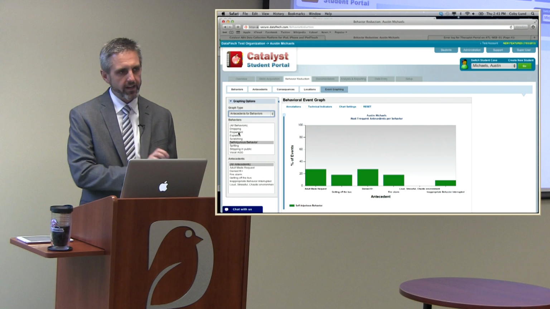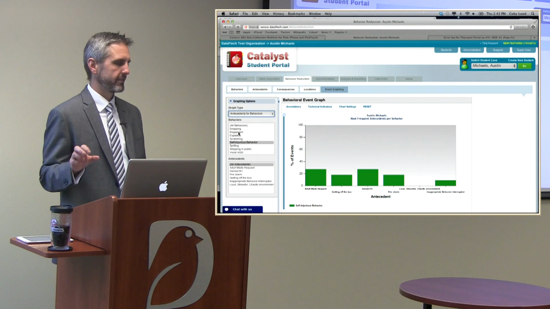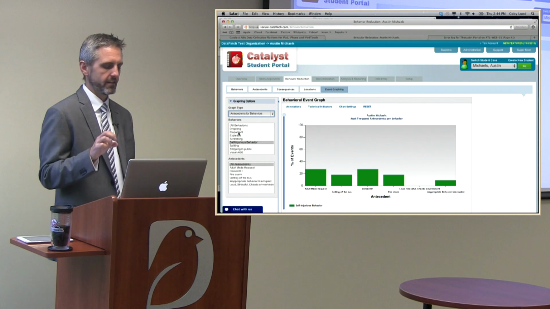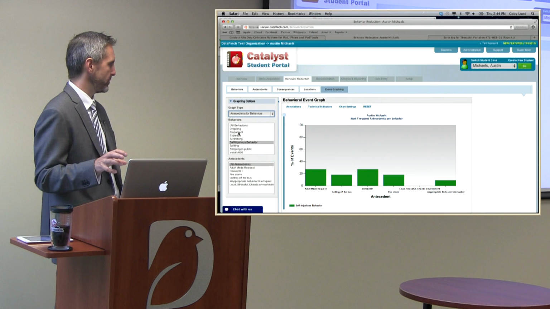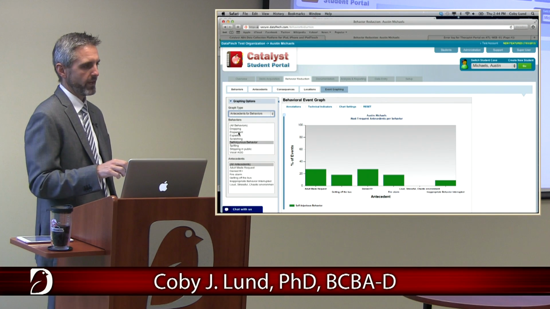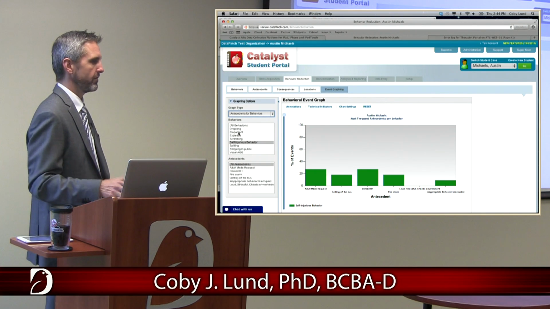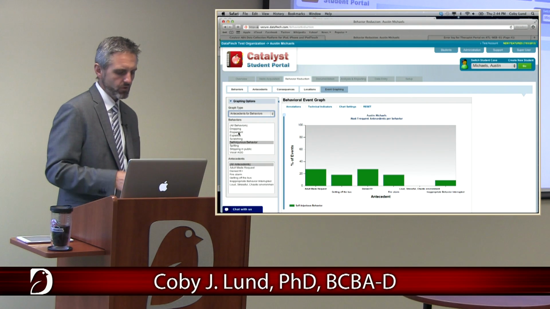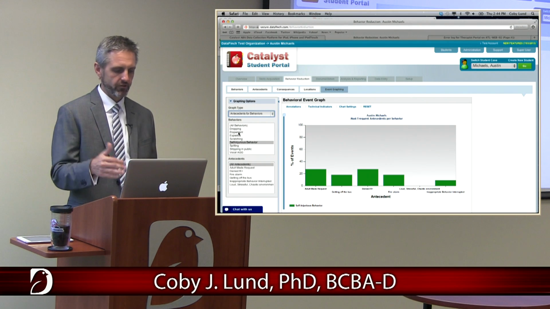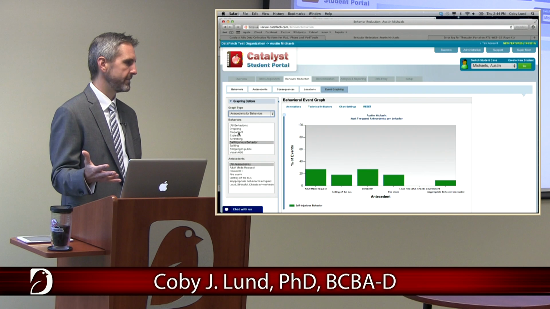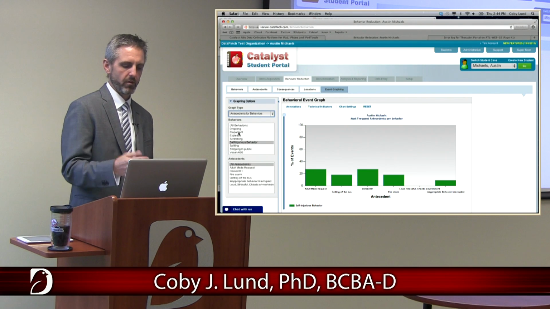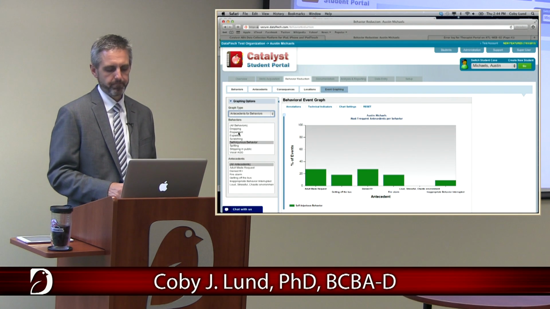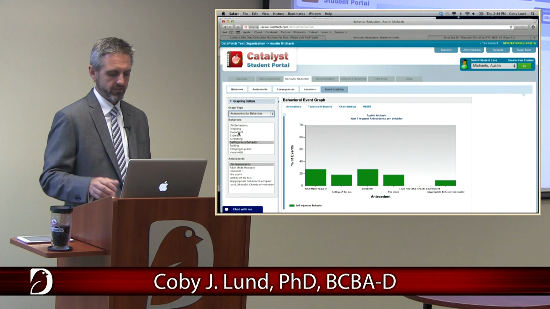So right now we're only at the hypothesis part. I'm using this antecedent and consequence information to make or derive hypotheses about functions of behavior. So for these behaviors that we're trying to change, my hypothesis is, I think this behavior is maintained by escape avoidance and possibly access to reinforcement.